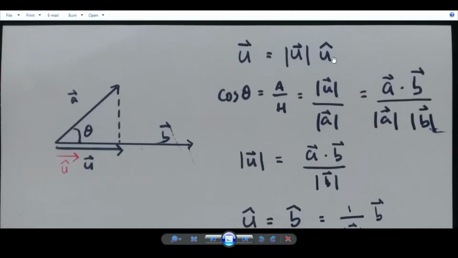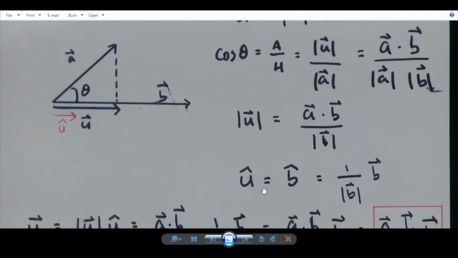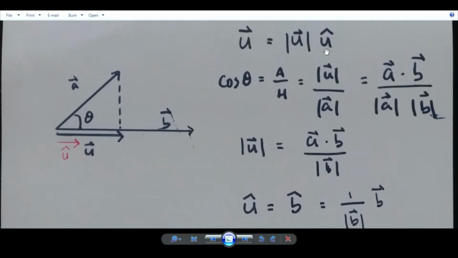Now the next bit I want to look at is U hat, or the unit vector of U. Now if I look on my diagram, I've got the B vector, and I've got U as parallel to B. So if I had a unit vector of B, that would also be the unit vector of U. And that's what I've written down here. U hat is equal to B hat because they're parallel vectors. And what would B hat be? Well, it's 1 over the magnitude times the vector. That's the definition of the unit vector for B. And I now have U hat.